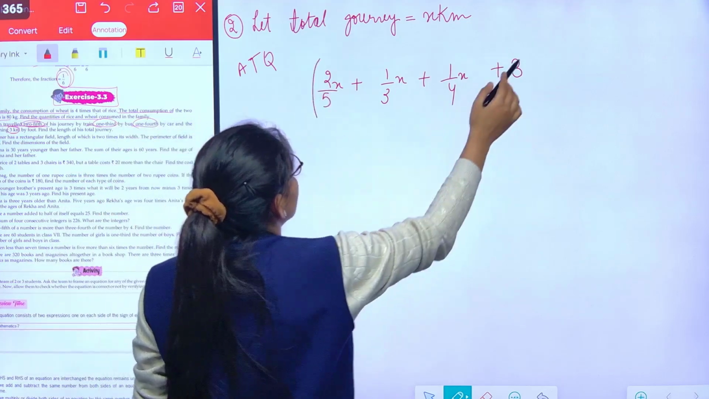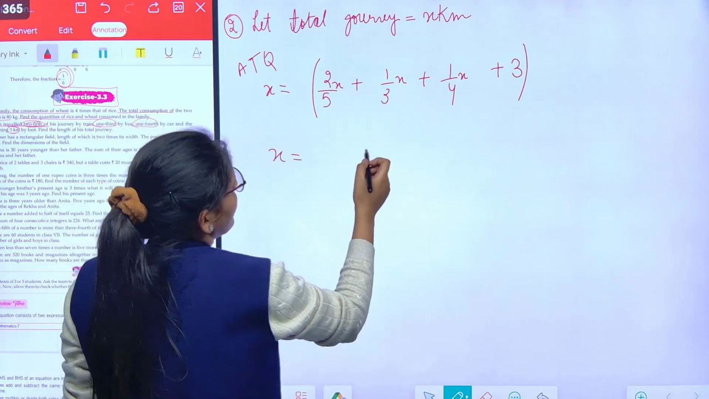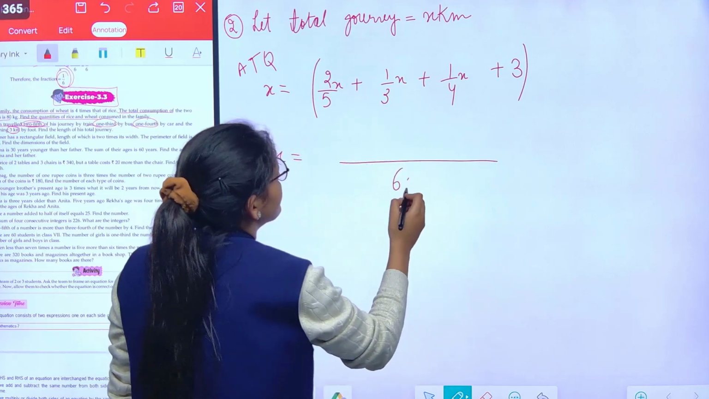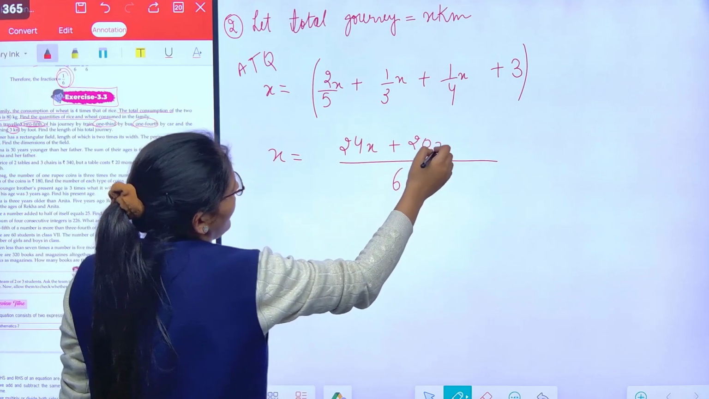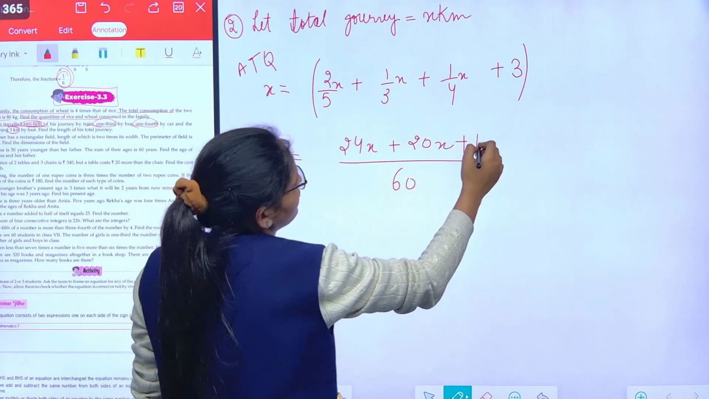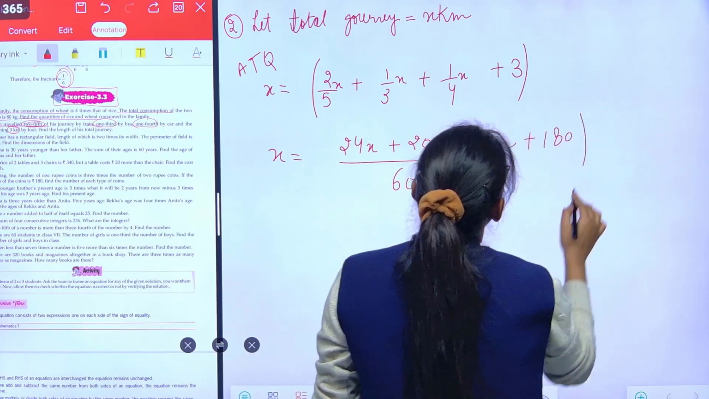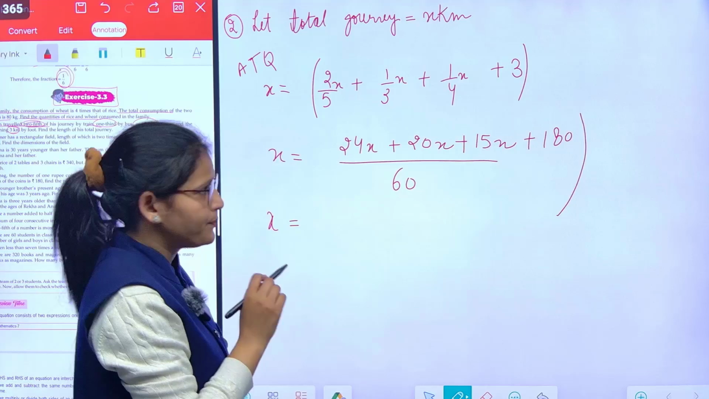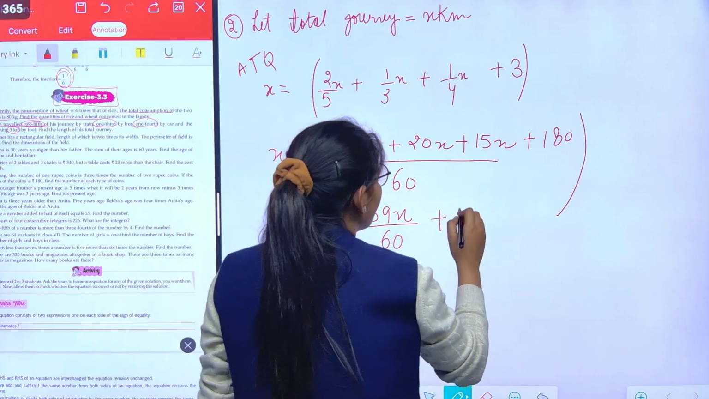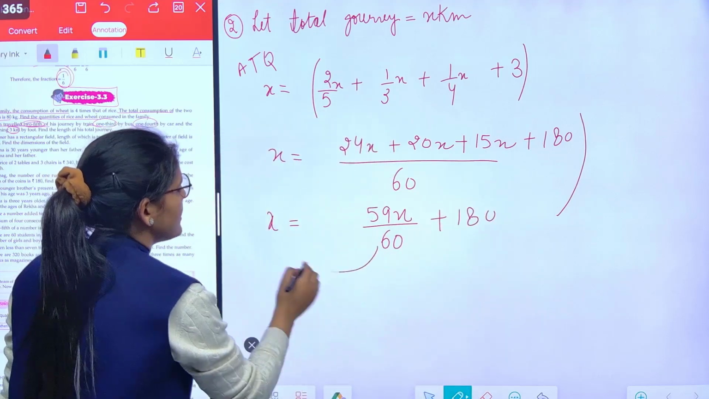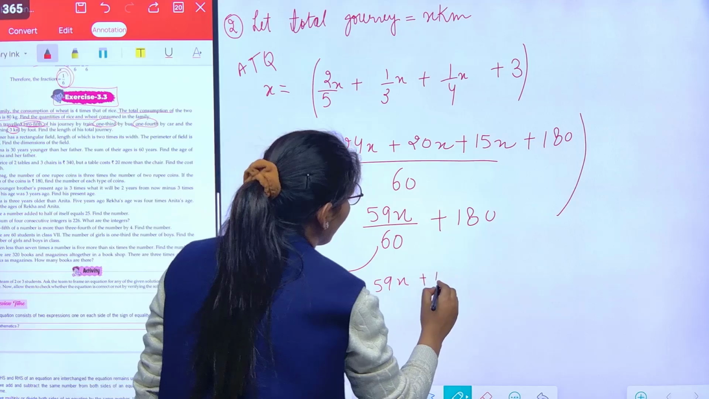Now class, अब हमें total journey को find करना है. अब x is equal to, now class ये क्या होगा, अब हम इनका सबका LCM लेंगे, that is 60. यहाँ पर 24x plus 20x plus 15x. Okay class, now here is 180. Okay class, now x is equal to, अब इन सबका total होगा class 59x upon 60 plus 180. अब class इसको इससे multiply कर देंगे, ये हो जाएगा 60x is equal to 59x plus 180.